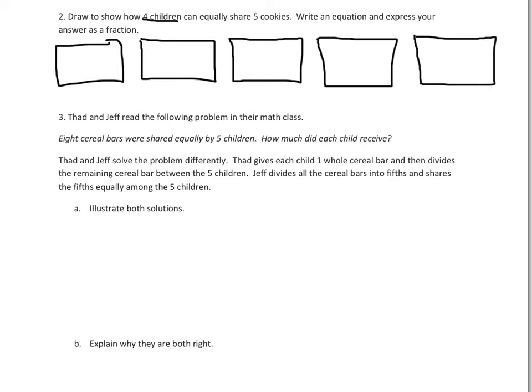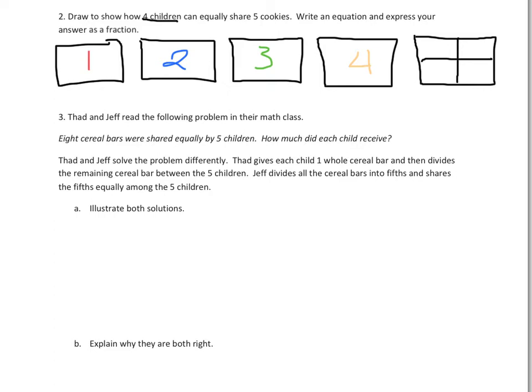So, this cookie will be for child number 1. This cookie will be for child number 2. The third cookie will go to child number 3, and the fourth cookie will go to child number 4. That leaves one cookie left over for the 4 children. What we can do here is split this cookie into 4 equal pieces.